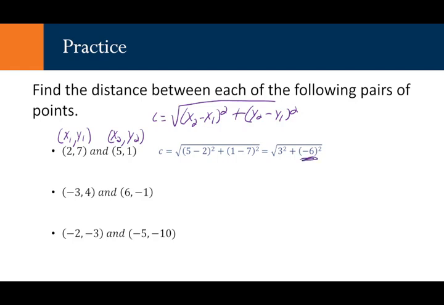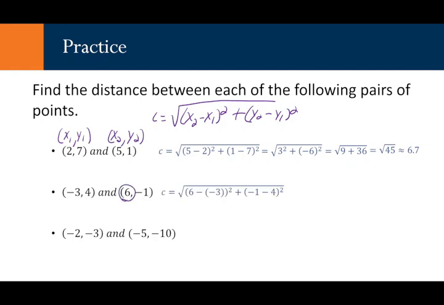1 minus 7 is negative 6, and then we'll square the whole thing, negative 6, to become positive 36. So 3 squared is 9, negative 6 squared is 36. And now you just add those up and then take the square root in a calculator, 6.7. Next example.